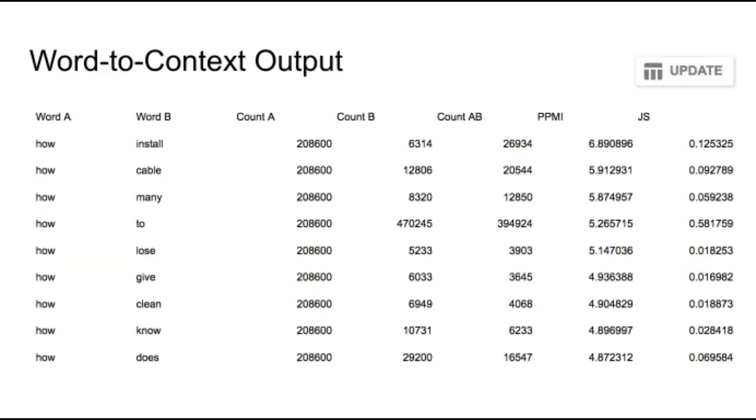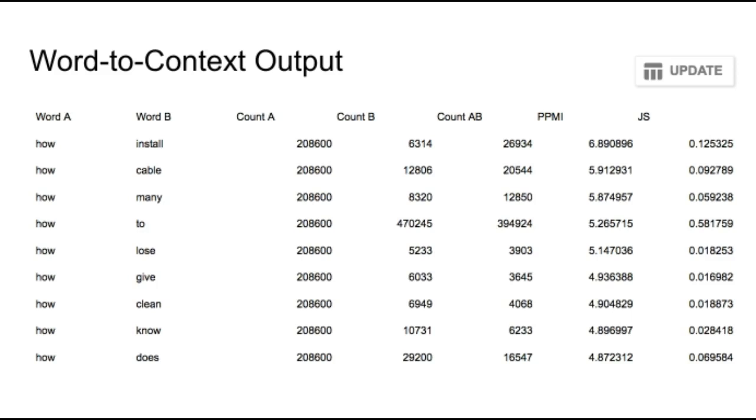After the program was complete, I ran it and then computed the output. And on this next slide, we can see an example of for word A, how, and then for word B, how similar the word how is to another word. So for example, how install, how cable, how many, how to, how lose. And then we see the count for A, B, and the intersection of A, B. And then we see both the pointwise mutual information for the two words and the Jaccard similarity.